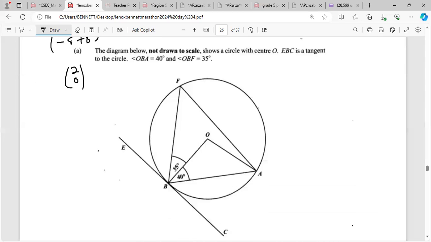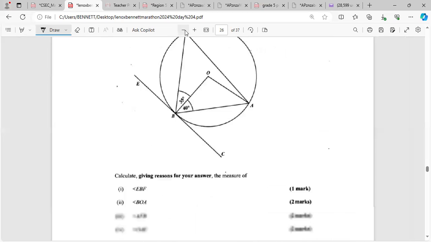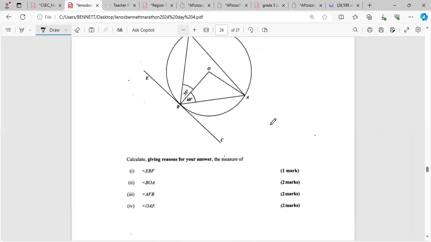Alright, up to the circle theorem now. It says the diagram below, not drawn to scale, shows a circle with center O. EBC is a tangent to the circle. OBA equals 40 and OBF equals 35, and I want you to find these. Let me enlarge it, guys. There are 4 of them they want you to find. So that's about 7 marks.